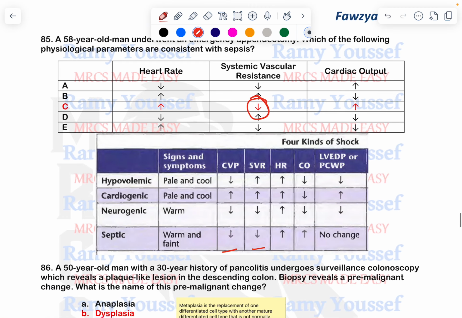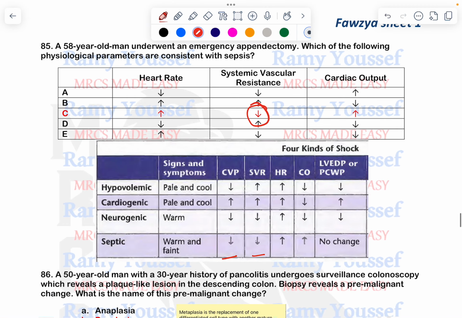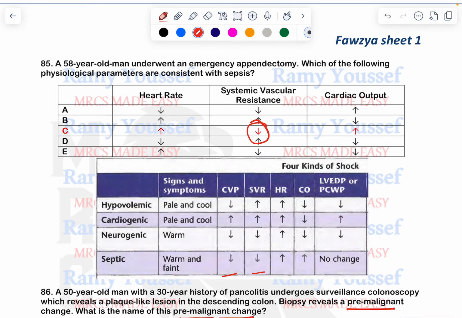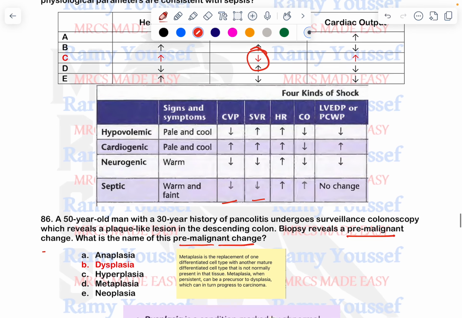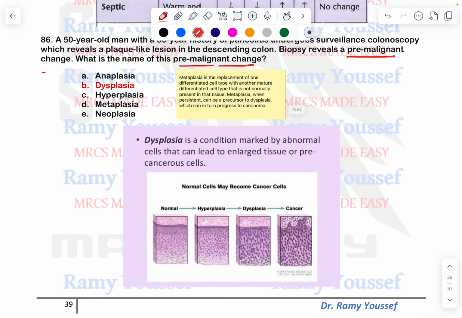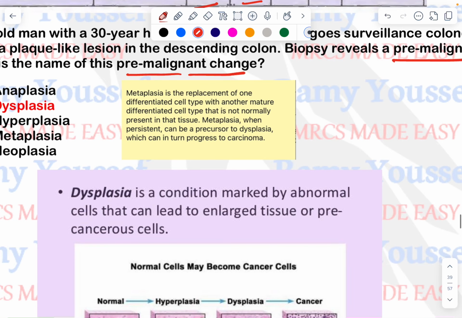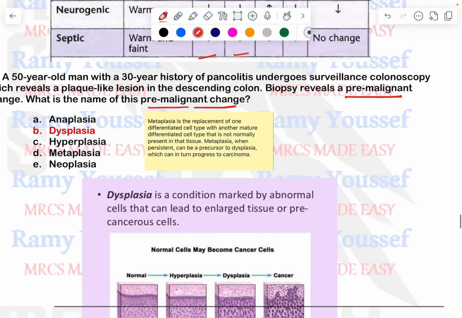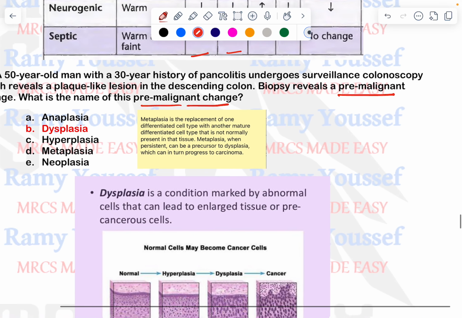Tachycardia is there. A 50-year-old man with a 30-year history of pancolitis. Surveillance colonoscopy revealed a plaque-like lesion in the distal colon. Biopsy revealed a pre-malignant lesion. What is the name of the pre-malignant lesion? Pre-malignant is dysplasia. Metaplasia is the displacement of one differentiation type to another, not normal. In persistent dysplasia, abnormal cells lead to enlarged tissue and precancerous cells.